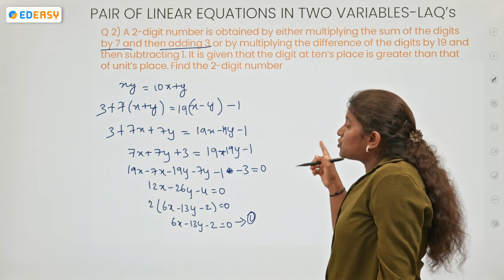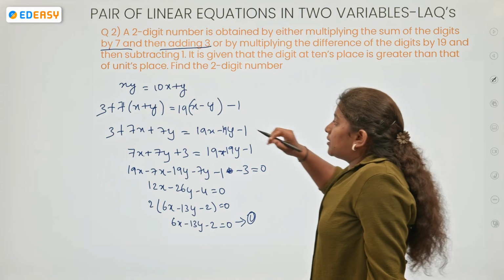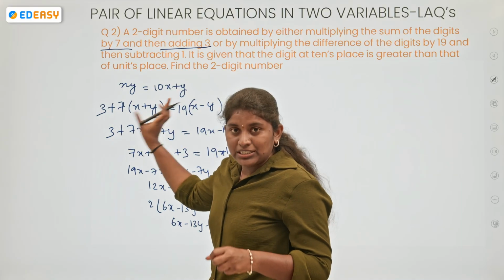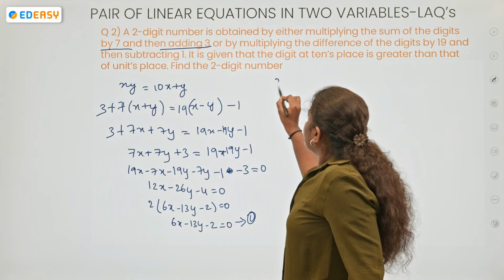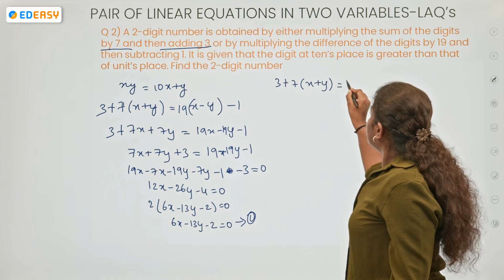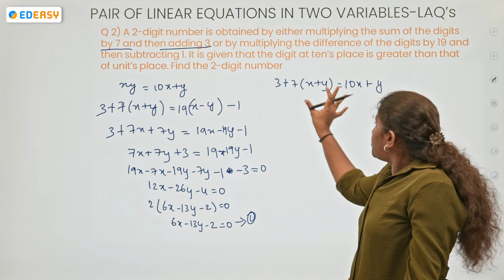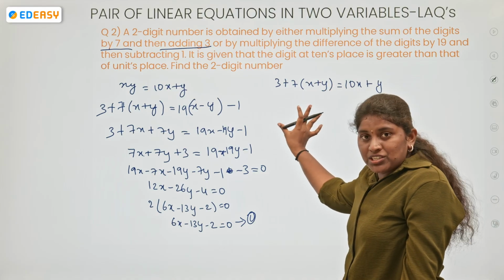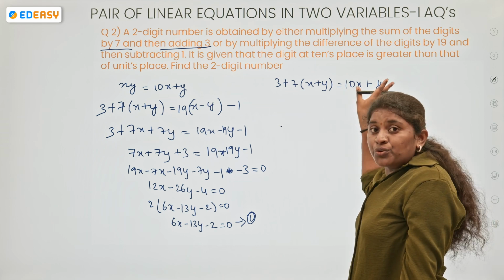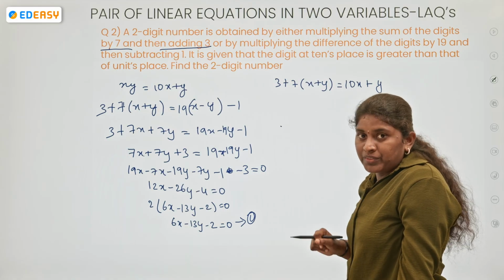Then they are asking us to find the two-digit number. How will we find the two-digit number? See here, this is one form to get our two-digit number. So 3 plus 7 into (x plus y), can I equate this to my 10x plus y? Why? Because if you do this condition, you will get a two-digit number, that is nothing but xy. And after doing the other condition also, you get the two-digit number, xy only. Clear?